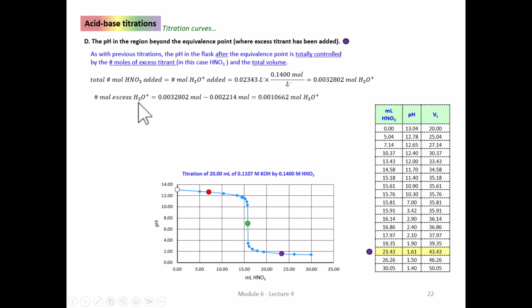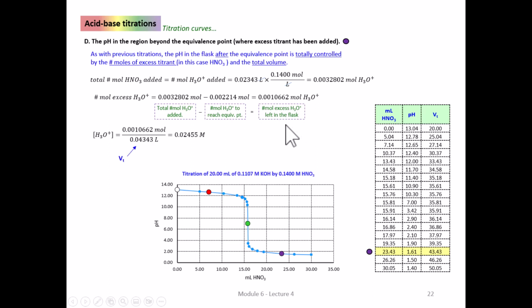The excess hydronium ion now in that flask would be the total number added minus the number of hydronium ions that we needed to reach the equivalence point, leaving, I should say, the number of moles of excess hydronium ion in the flask. So if we take that excess hydronium ion and divide by the total volume at that point, we get a concentration of hydronium ion of 0.02455, which would give us a pH of 1.61.